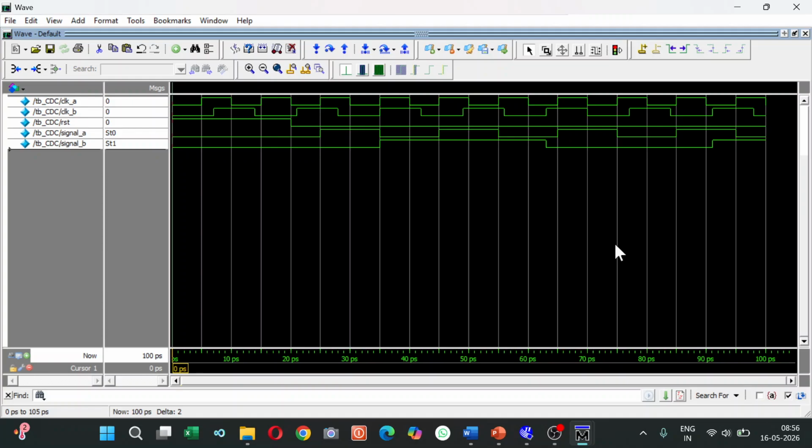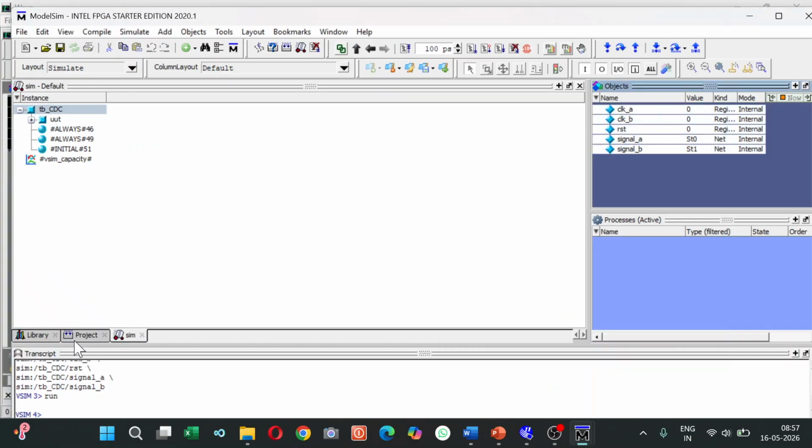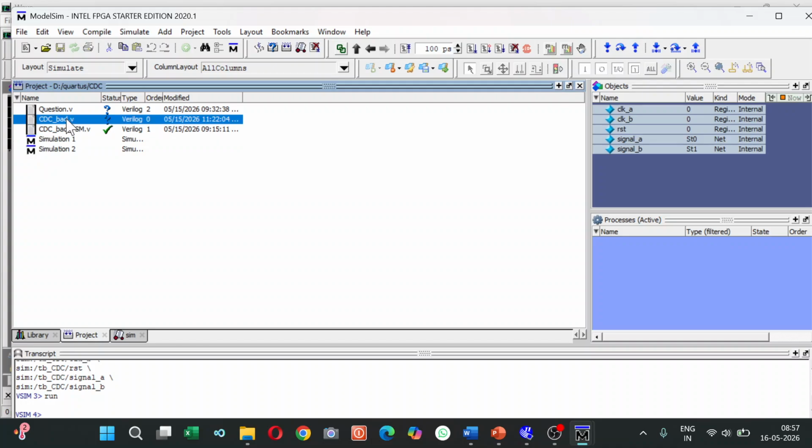Today's topic is CDC, which means clock domain crossing. First of all, observe this wave. It looks like a perfect signal: signal B follows signal A, and signal A follows the correct behavior. Okay, I will show you the code also. Here is the code.